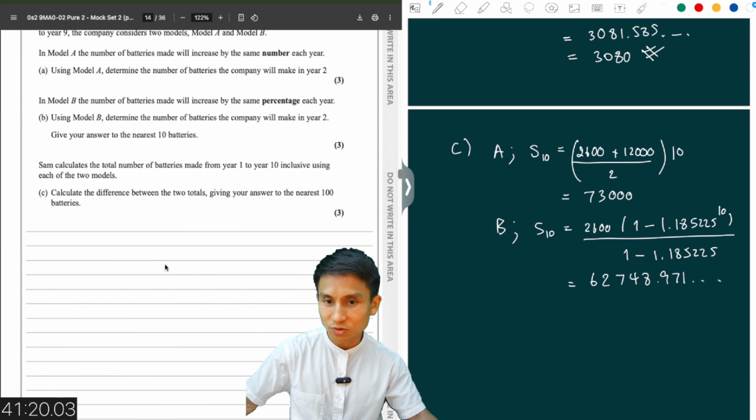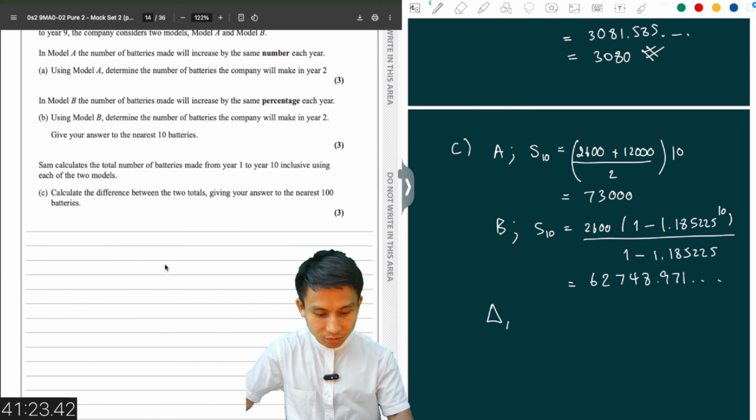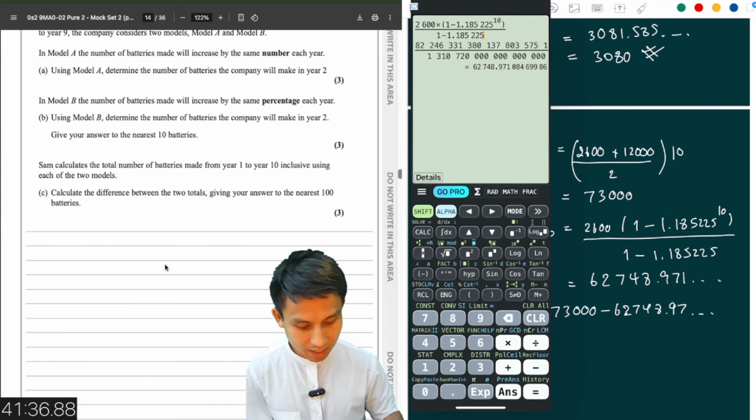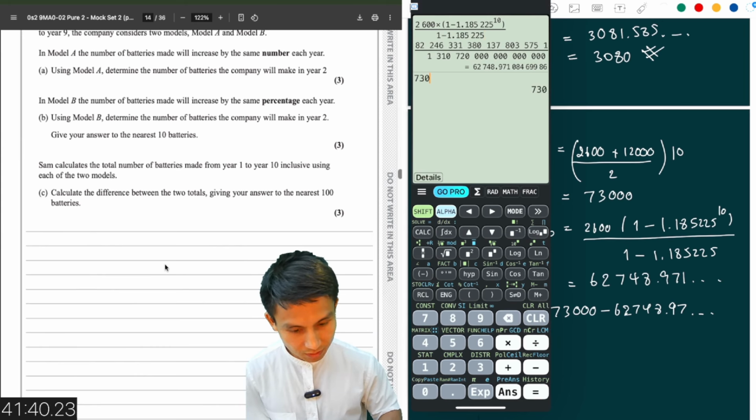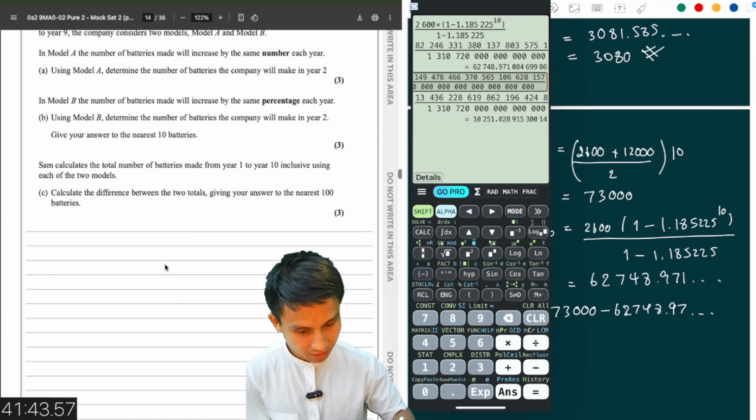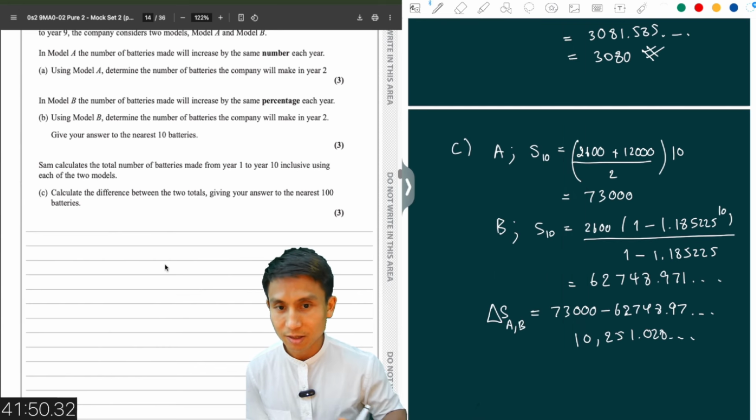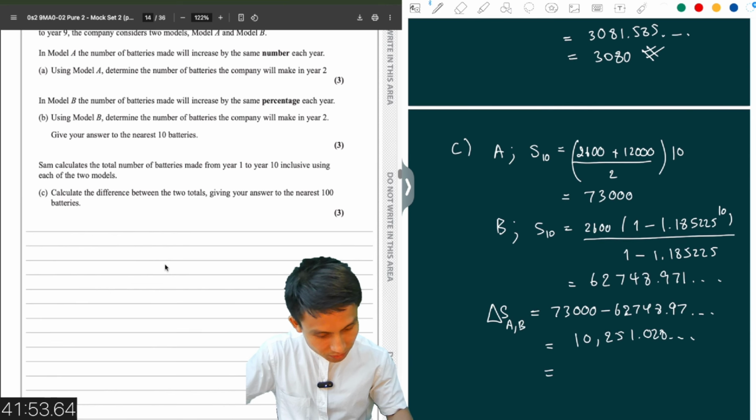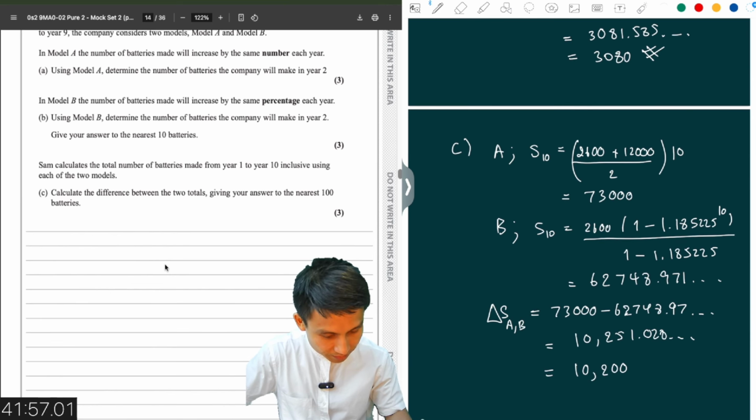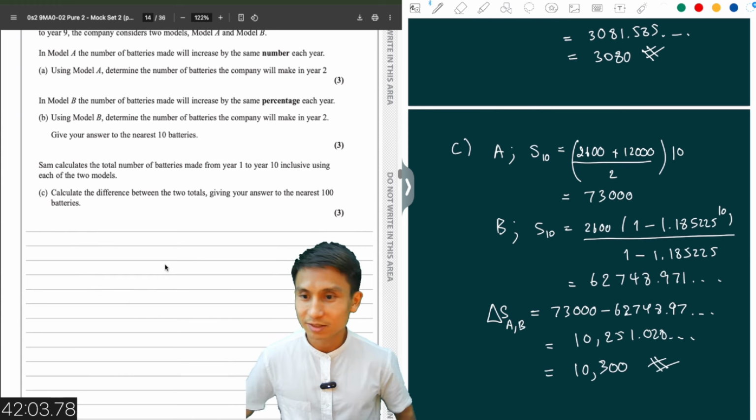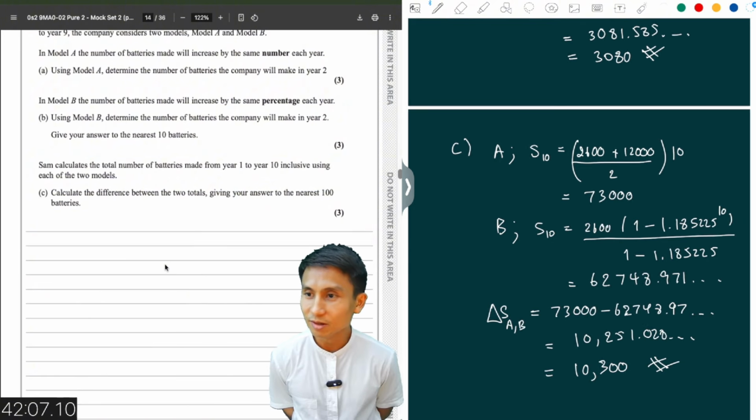Calculate the difference between the two totals. So the difference between A and B, delta S, is just 73,000 minus 62,748.97. So we're just going to do that: 73,000 minus the answer. Wow, okay. They want it to the nearest 100 batteries. So it's 10,200. No, 300, almost. Rounding error, guys. Okay, that is the answer there. I think I'm okay with it.